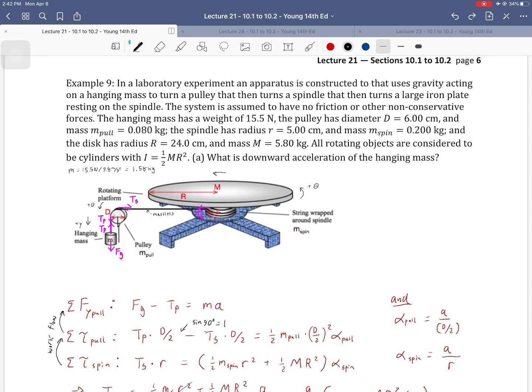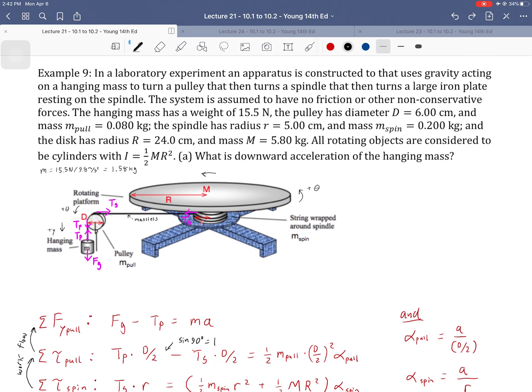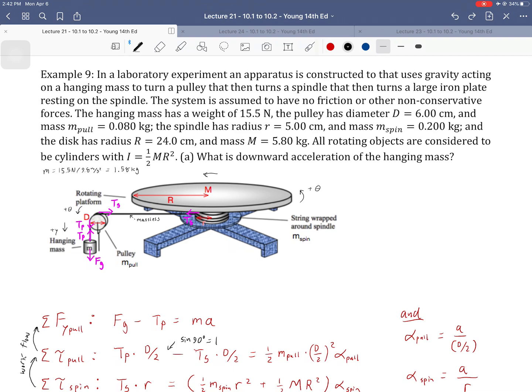So the last example I want to show you is example 9. Example 9 is kind of the whole kit and caboodle. In this case, I have a hands-on lab that I've done at schools in the past, where we can measure the moment of inertia. We basically have a large platform. Let me read it. In a laboratory experiment, an apparatus is constructed that uses gravity acting on a hanging mass to turn a pulley that then turns a spindle that then turns a large iron plate resting on the spindle.